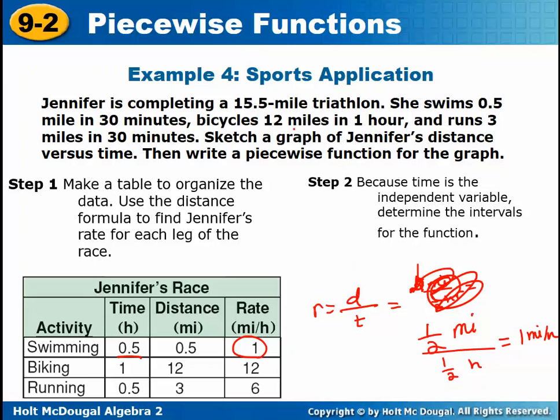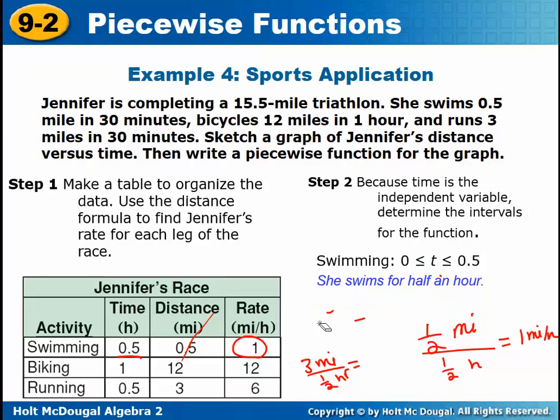Okay, she bicycles 12 miles in 1 hour. So her time for biking is 1 hour, and she went 12 miles. So her rate is 12 miles per hour. And her running rate is 3 miles in 30 minutes. So if she can go a distance of 3 miles in 1/2 hour, if we simplify this, that's the same as 6 miles in 1 hour. Okay, so that's how we got those rates. We can use this to help us write our equations.